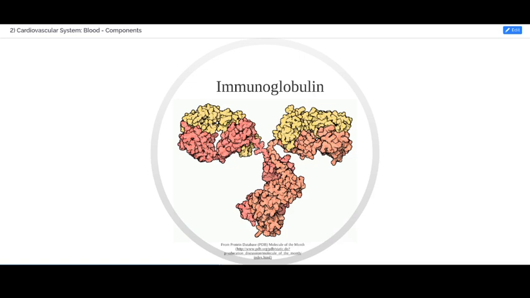So this is his representation of an immunoglobulin, or an antibody. Now, an antibody is made up of 4 separate protein or polypeptide chains. 2 of them, which are represented in the reddish and orange colors in this picture, are called the heavy chains, which are the longer ones. And then the 2 that are represented in yellow here are called the light chains, or the shorter ones.